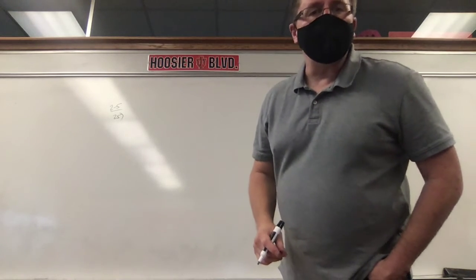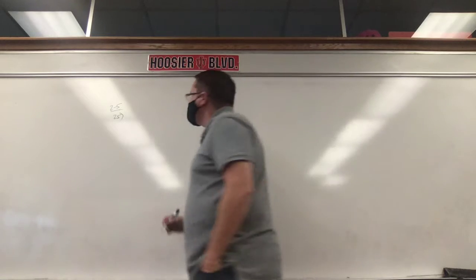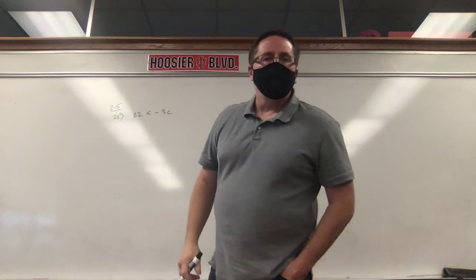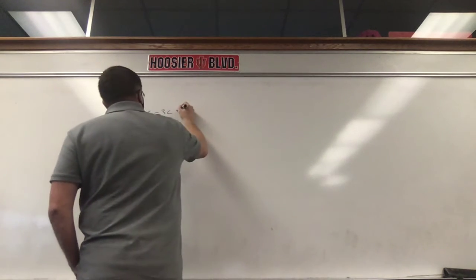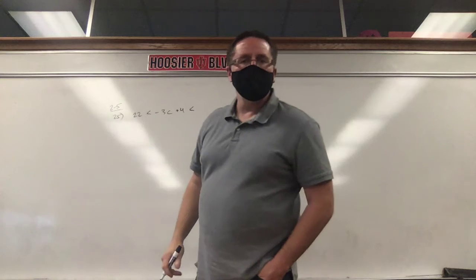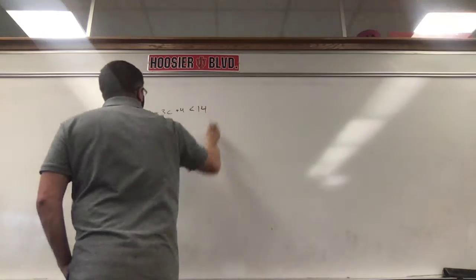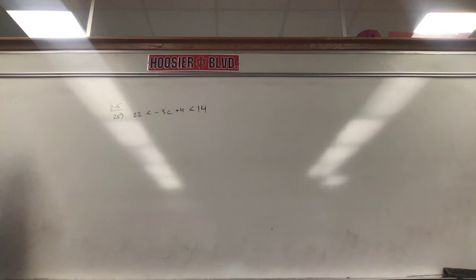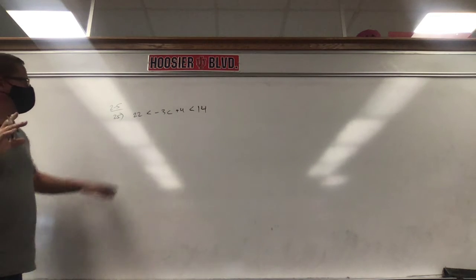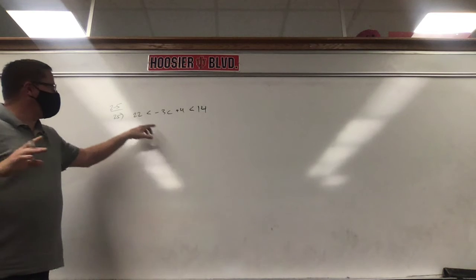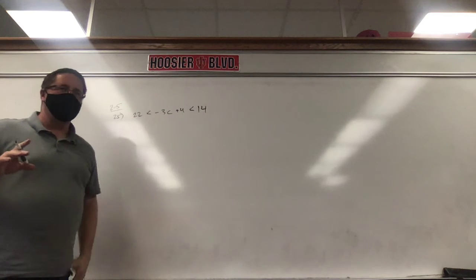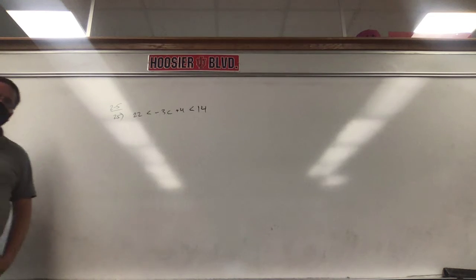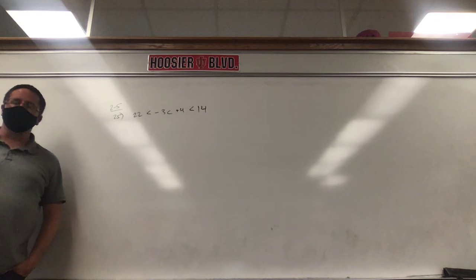Number 25 says solve the inequality: 22 is less than negative 3c plus 4 is less than 14. Okay. So they want us to solve this. I saw a few people do this yesterday. If you're ever doing a problem and you have one inequality facing one way and the other facing the other way, there's something wrong. They either both have to be less than or both greater than. You can't have one greater than and one less than. It doesn't work.